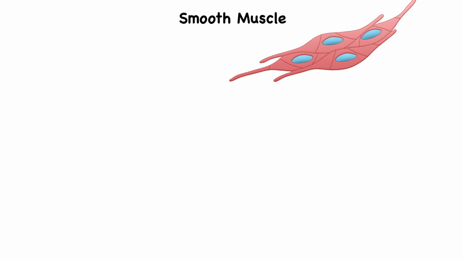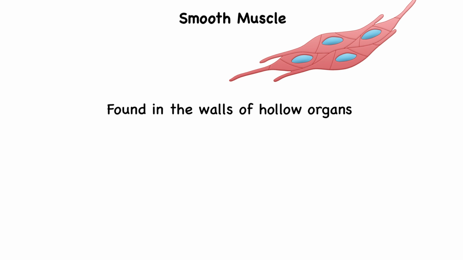Smooth muscle is found in the walls of hollow organs, like the digestive tract, blood vessels, and the bladder. Smooth muscle, like cardiac muscle, is also involuntary. They contract more slowly, but can sustain contraction longer than skeletal muscle.